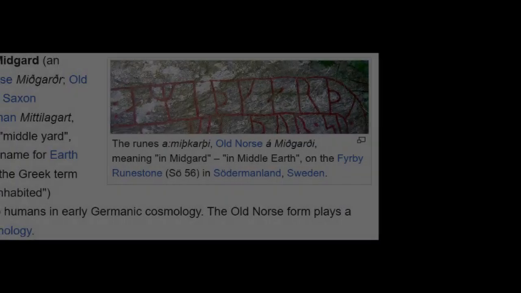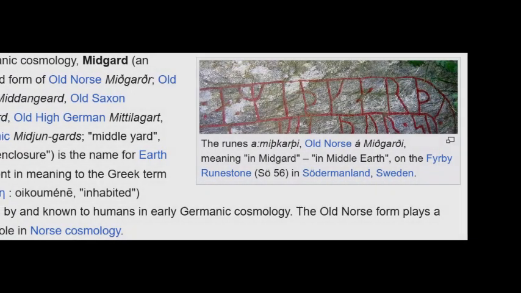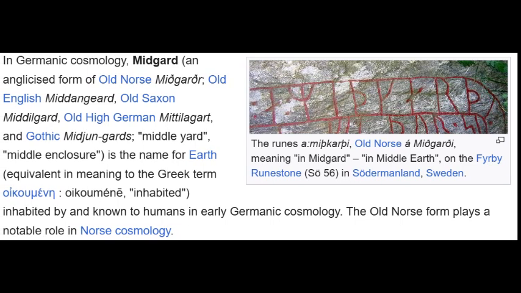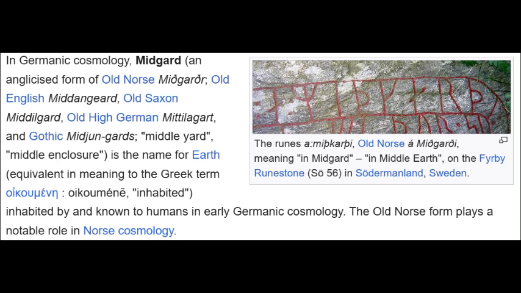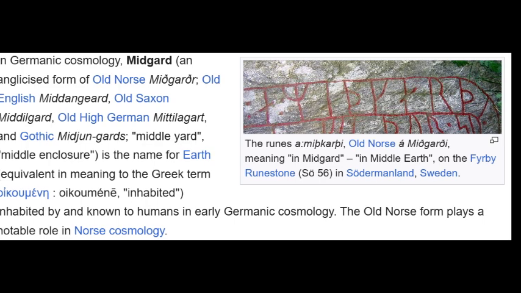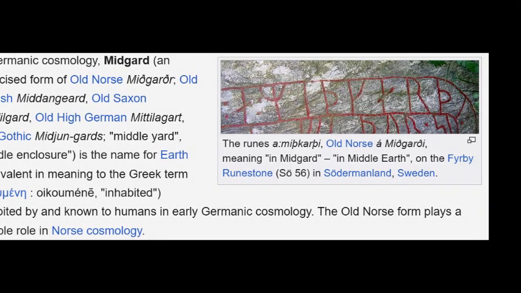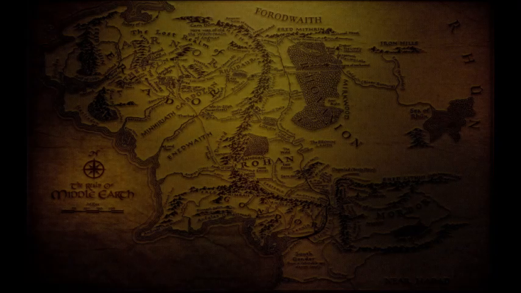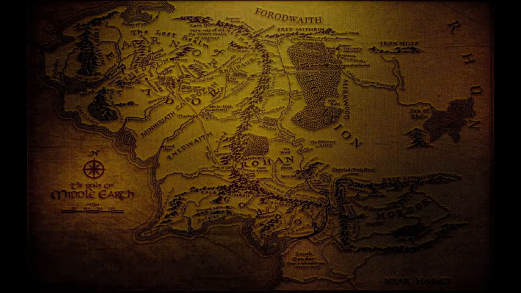This brings us to the term Midgard in Germanic cosmology, another overlay, anglicized form of Old Norse. And there's a middle yard, middle enclosure is the name of earth, equivalent to the meaning of the Greek term inhabited. And of course, they're trying to impose their Greek overlay. Inhabited by and known to humans in early Germanic cosmology, the Old Norse form plays a notable role in Norse cosmology. I don't know how many times they can use that word. Definitely written terribly. This, of course, puts into context the Middle Earth of the Tolkien books, with Fellowship of the Ring, Silmarillion, and The Hobbit.